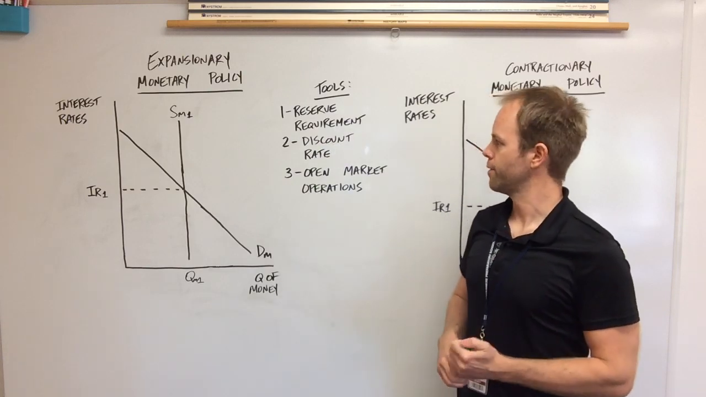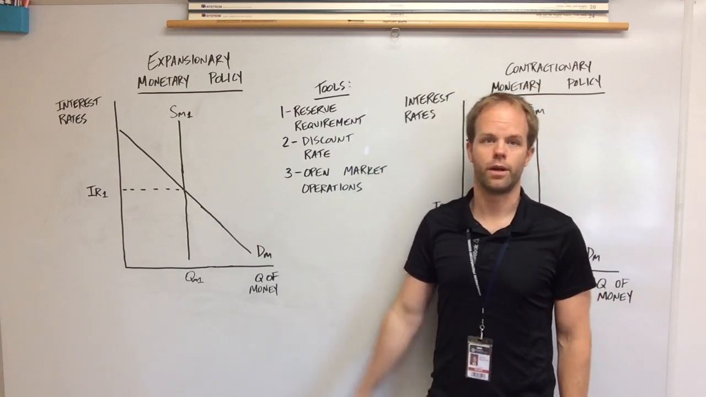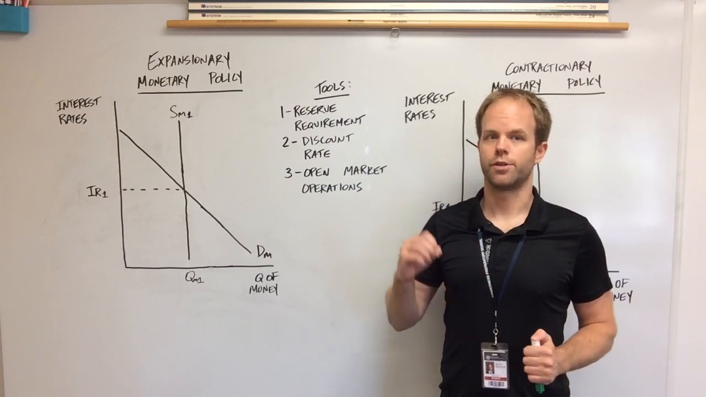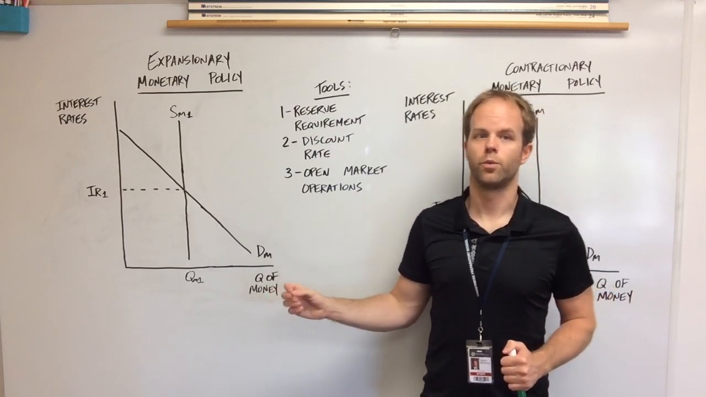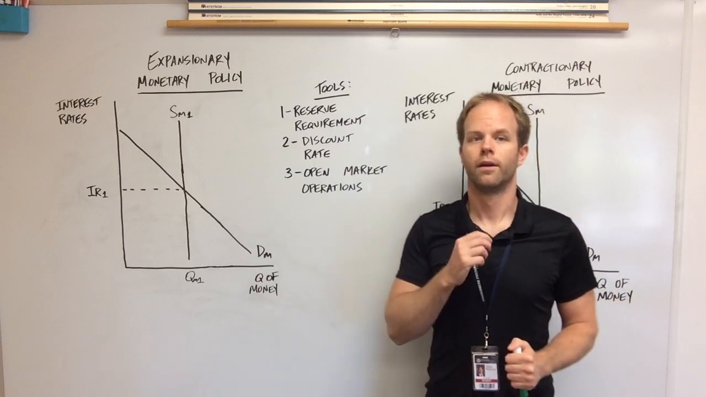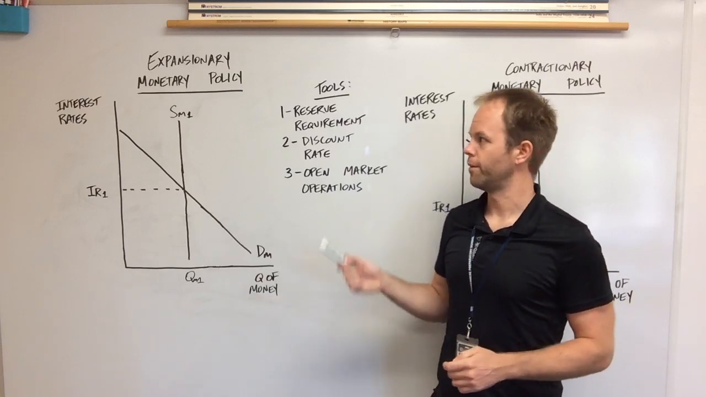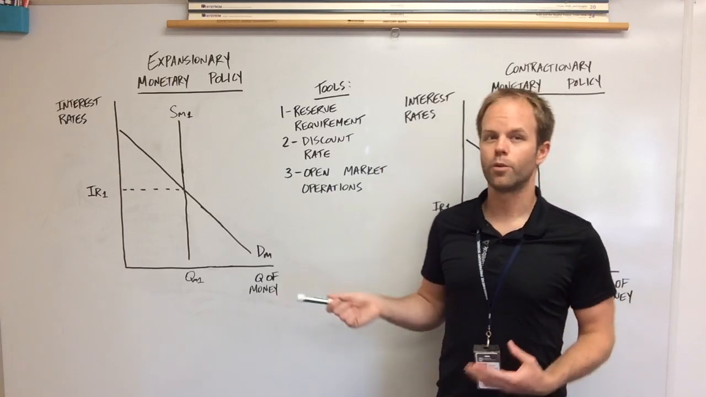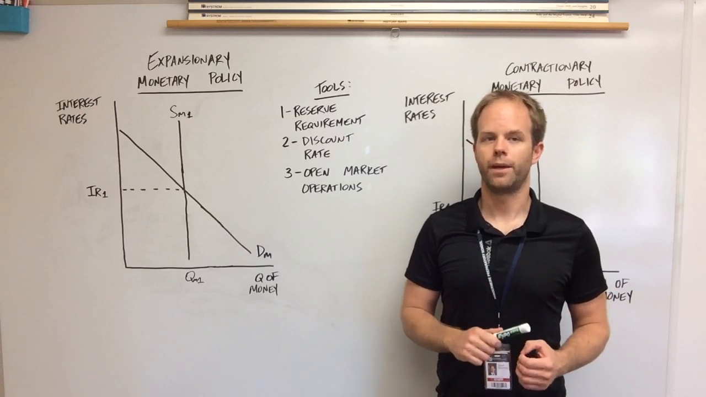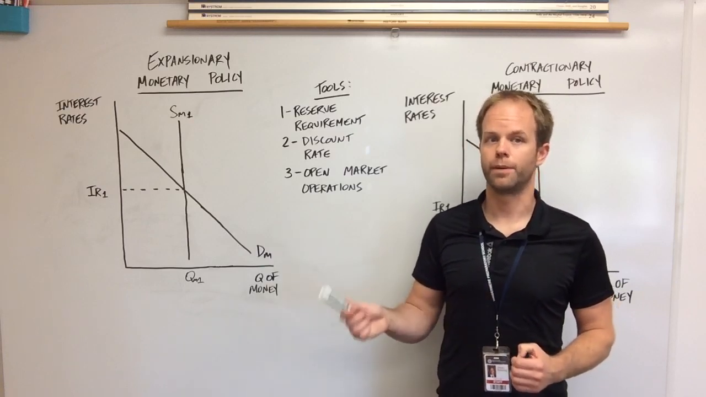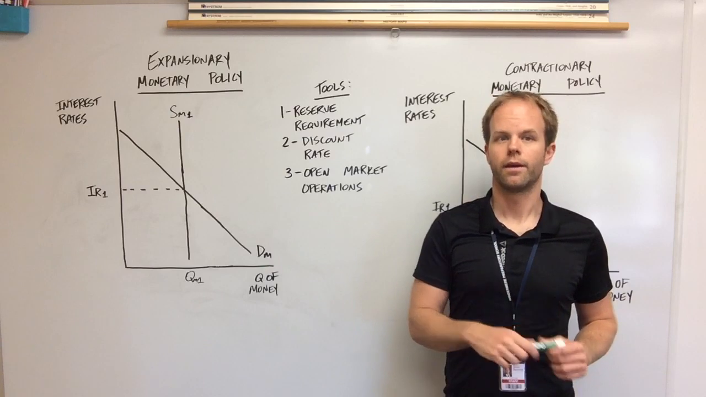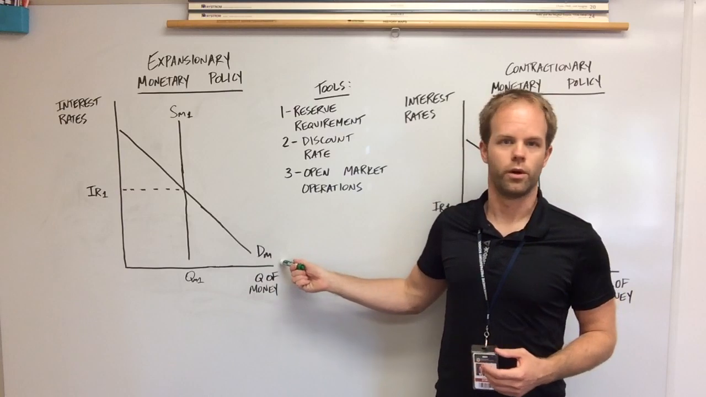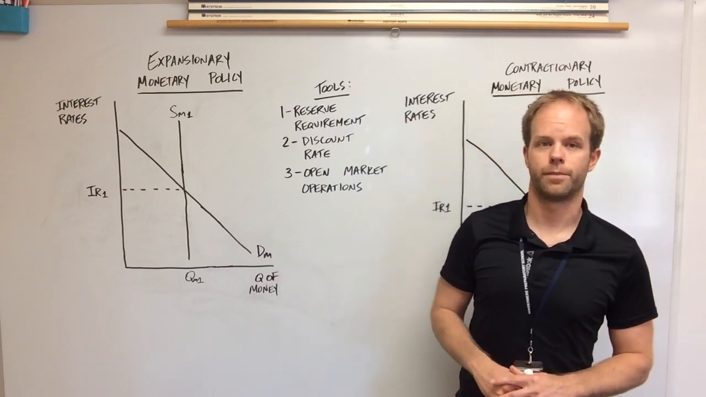Okay? The other tool they have at their disposal is the discount rate. The discount rate is the rate at which the central bank charges interest for commercial banks when commercial banks want to borrow money from the central bank. So if they were looking to increase the amount of money in the money supply, they would lower the discount rate, because that would make it cheaper for commercial banks to borrow from the central bank, and then those commercial banks would take that money and they would loan it out to whoever is interested in borrowing and making up our demand for money.